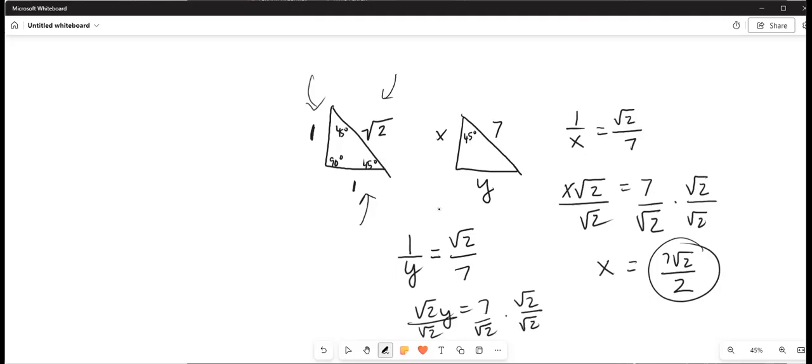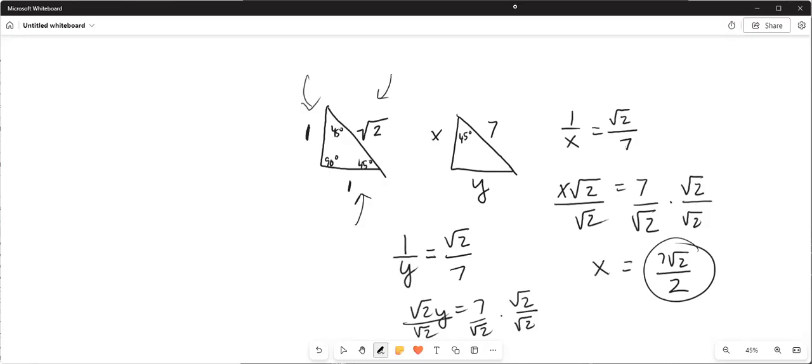And you can't leave that square root in the denominator, so that's why we're multiplying both the top and the bottom by square root of 2. So 7 square roots of 2 over 2. Actually, I didn't have to really do that because both of the sides were the same. I should have known that x and y would be the same anyway because they're the same length. Sorry, I did it twice.